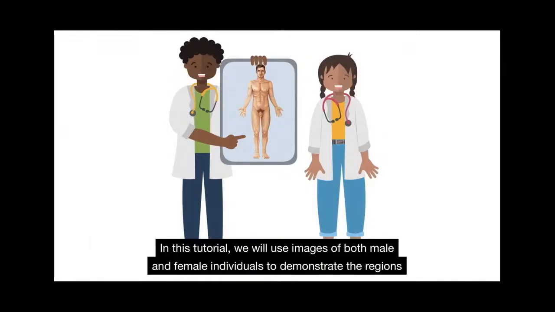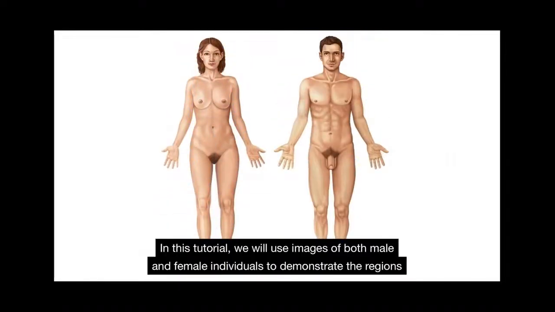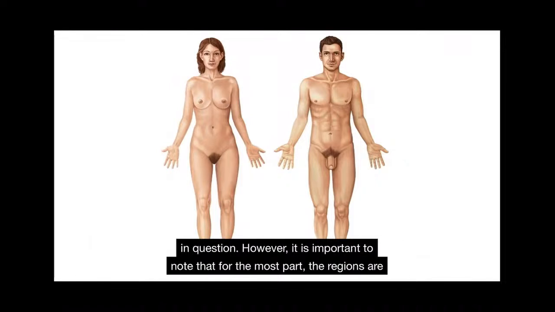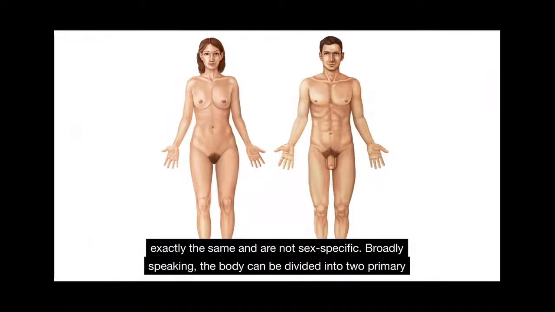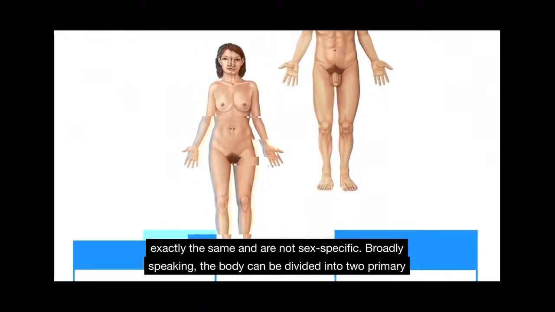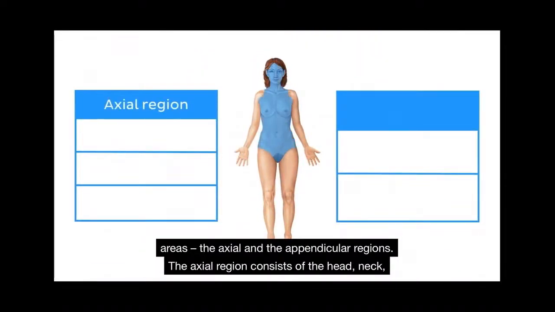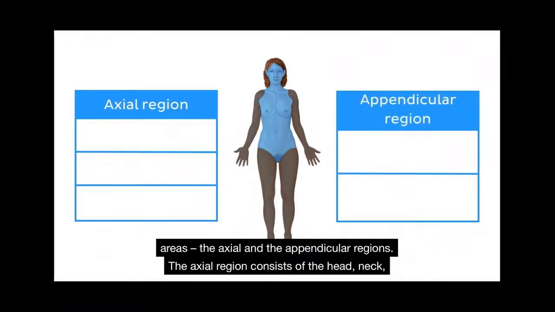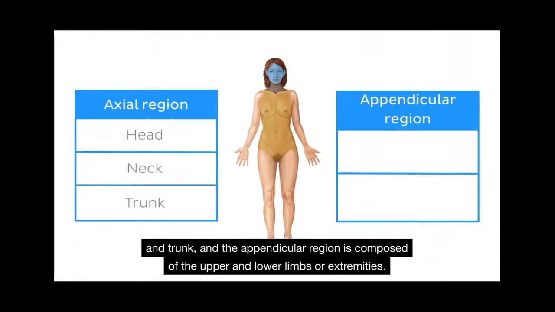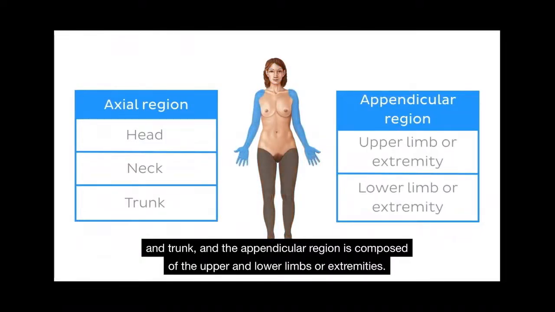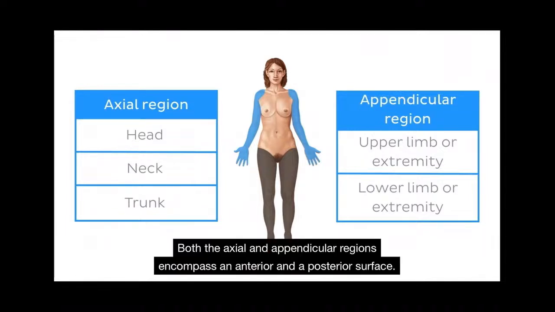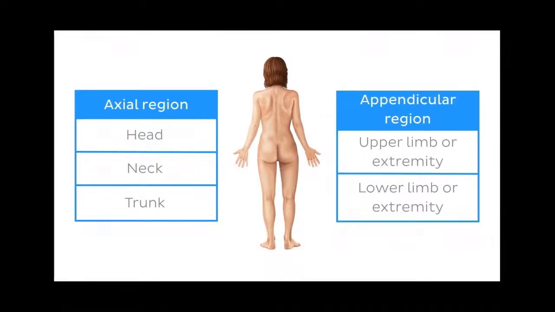In this tutorial, we will use images of both male and female individuals to demonstrate the regions in question. However, it is important to note that for the most part, the regions are exactly the same and are not sex-specific. Broadly speaking, the body can be divided into two primary areas: the axial and the appendicular regions. The axial region consists of the head, neck, and trunk. And the appendicular region is composed of the upper and lower limbs or extremities. Both the axial and appendicular regions encompass an anterior and a posterior surface.